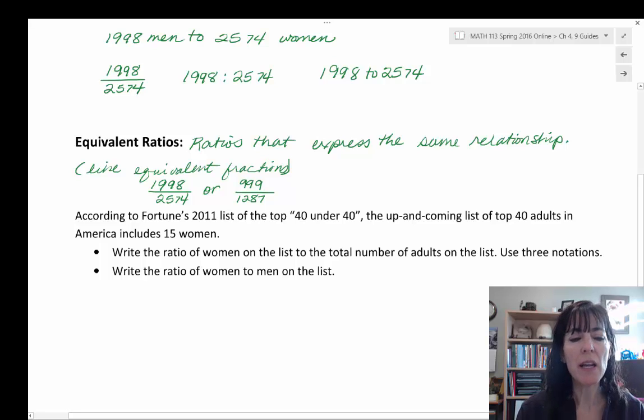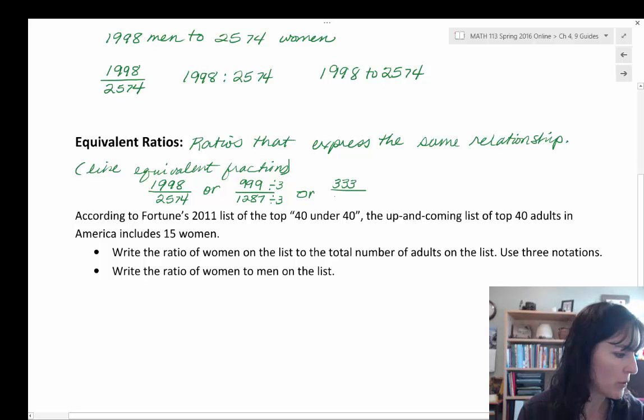Now, neither one of them is even anymore, so I can't divide top and bottom by 2 anymore, but I see that 999 I know I can divide by 3. And so if I add up the digits on the denominator, 8 and 7 is 15, 16, 17, 18, I get 18 for the sum of the digits, and 3 goes into 18, so I know 3 will go into 1287. So I can divide the top and the bottom, the numerator and denominator, each by 3. And that'll give me another equivalent fraction of 333 over 429.